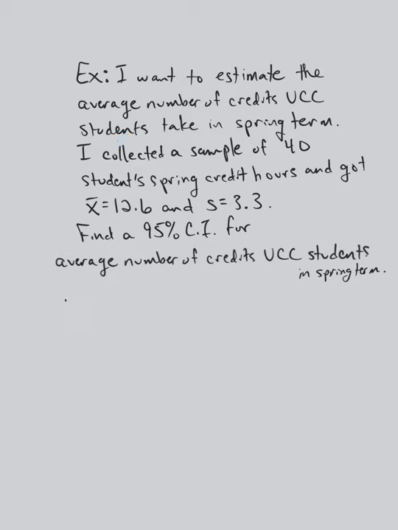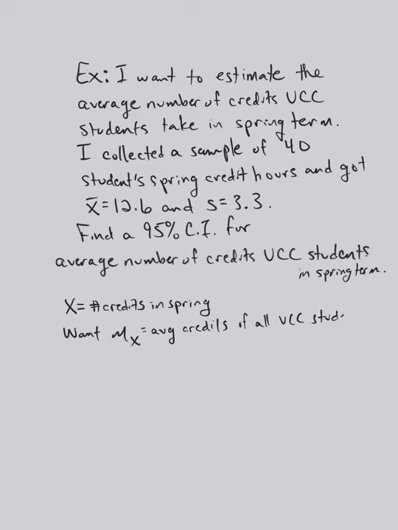So just to make sure we understand the vocabulary here, as far as what my random variable is, it's the number of credits in spring. I'm going to abbreviate it to save time. But so my variable is the number of credits in spring. What I'm trying to get at is the mean of that variable, okay? And so that's the average credits in spring of all UCC students in all terms, etc., etc.